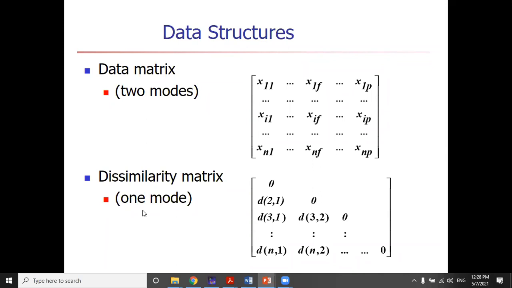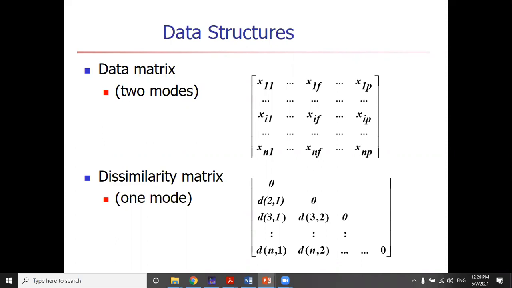Now, the dissimilarity matrix. It is also called a one mode matrix. Can anyone tell me what a dissimilarity matrix is? How will it look? Any idea? I have already discussed this one. D of i comma j. What do you understand by this? D of 2 comma 1, D of 3 comma 1, D of 3 comma 2, and so on. What is a dissimilarity matrix?